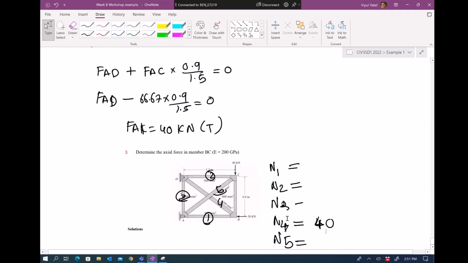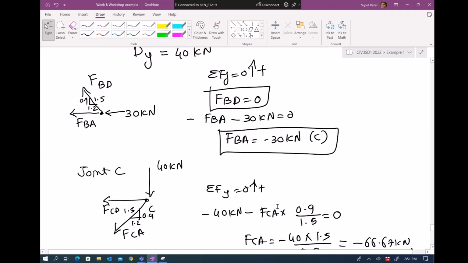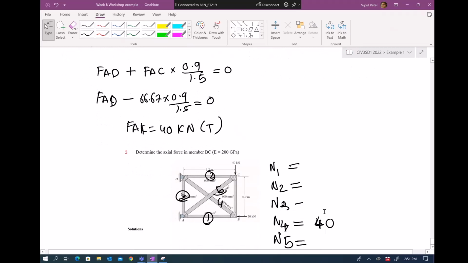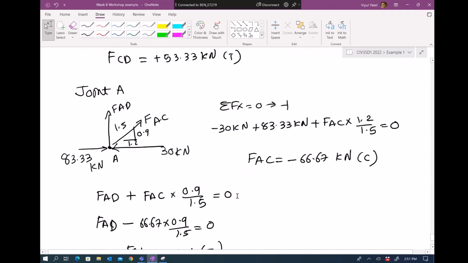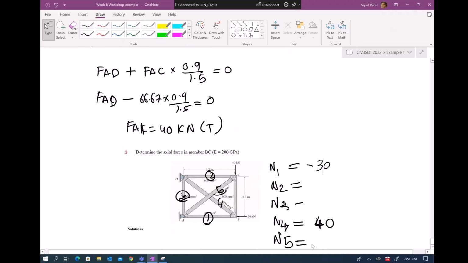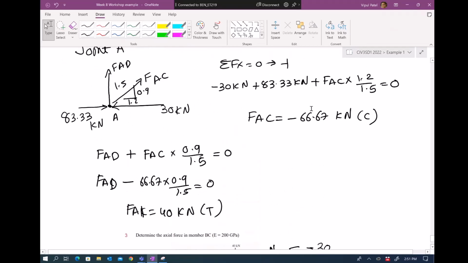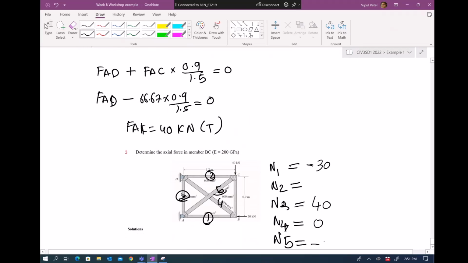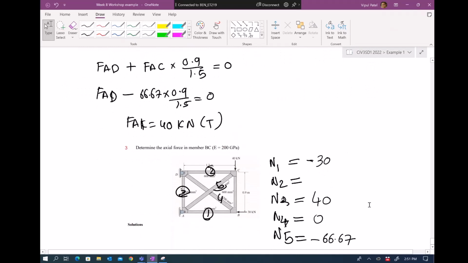One is AB done. AB is how much? Minus 30. BD is 0. So 4 is 0. AD, 3 should be 40. This would be minus. And BD is 0. 5 is AC. AC minus 66.7. And 53.33. Positive or negative? Positive. Okay, kilonewton I did not write.